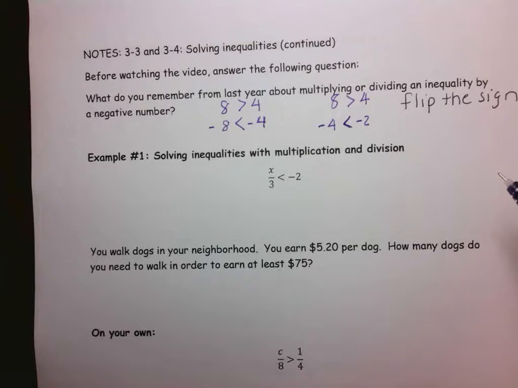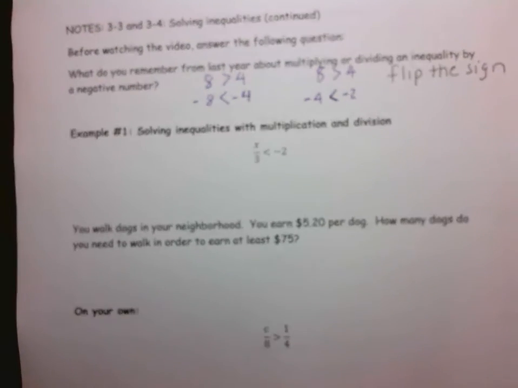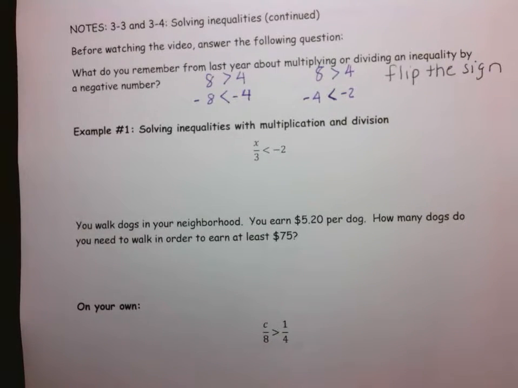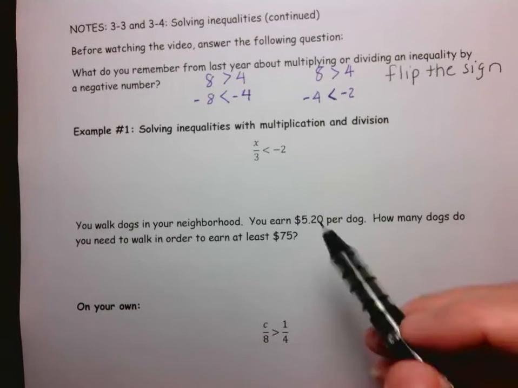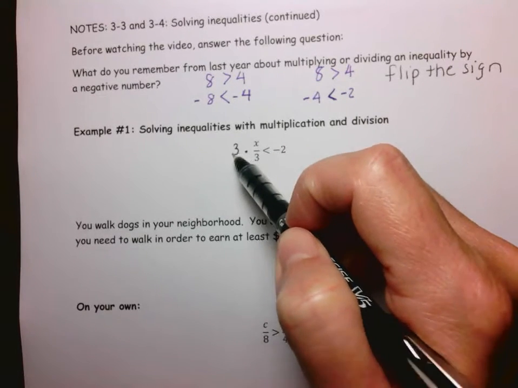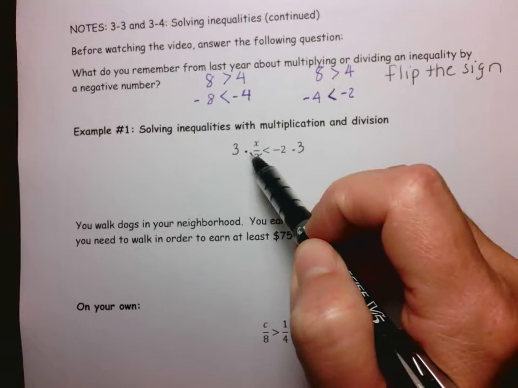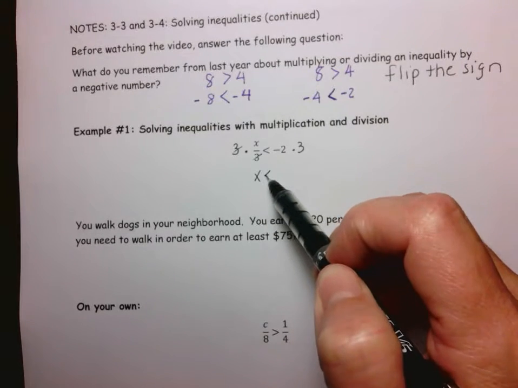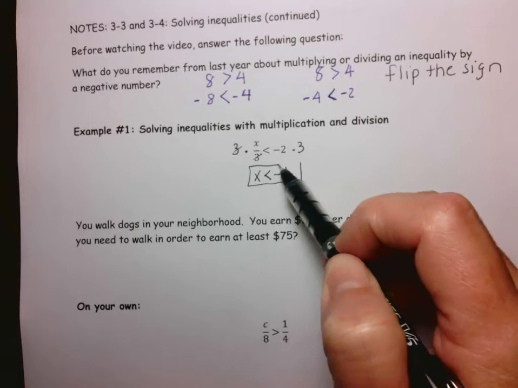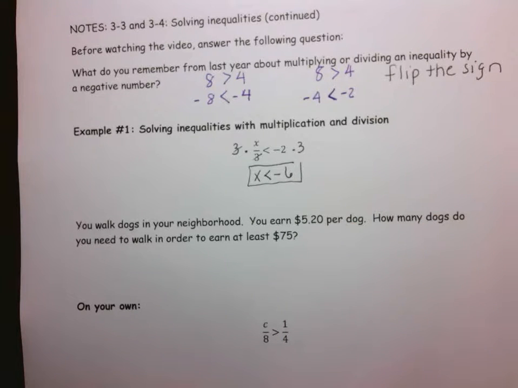Once you multiply or divide by a negative number, you're changing which side contains the greater value. That's super important that you understand why you're flipping the sign. Don't just flip the sign, understand what you're doing. Okay, so solving inequalities with multiplication and division. So I want to get the x by itself. So I'm going to multiply both sides by a positive 3. But since I'm multiplying both sides by a positive number, I'm not flipping the sign. There is no sign flippage. So it's just x is less than negative 6.